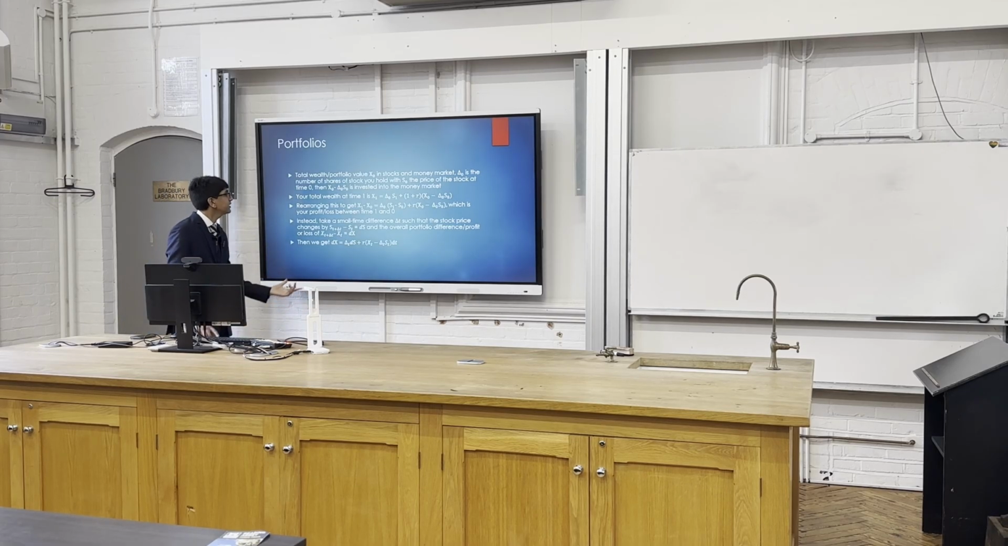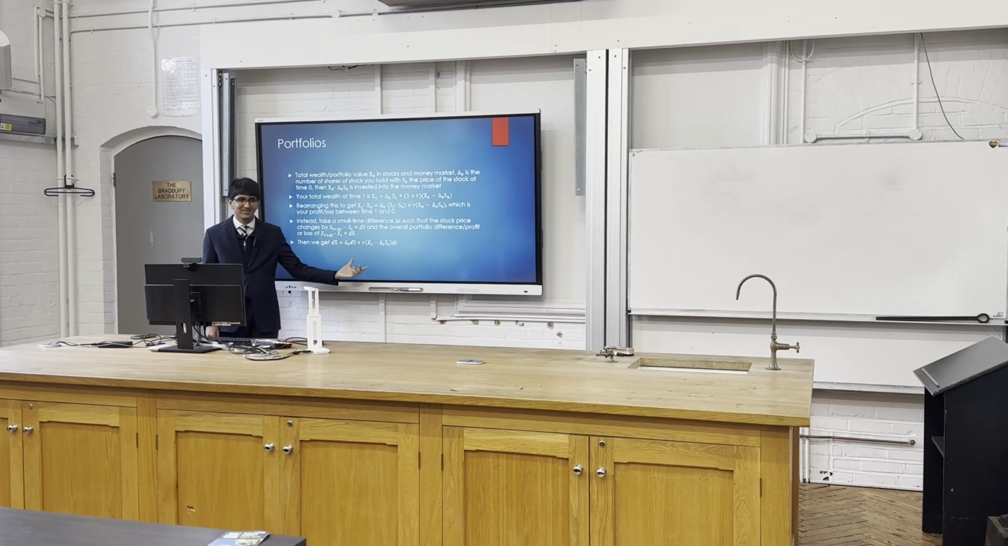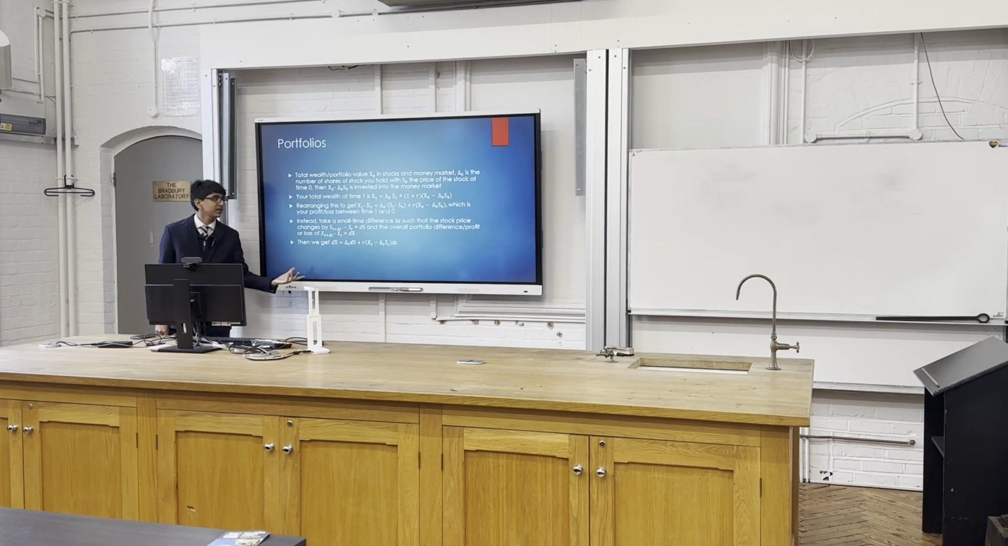So then, substituting back into this, we get dx equals delta t dS plus r times (x of t minus delta t S of t) times dt. The extra dt term appears because we're assuming the interest rate is continuous, so you continually, maybe every 0.001 seconds, get a small amount of interest. That dt adjusts the value for the small time period, delta t, that we're using.